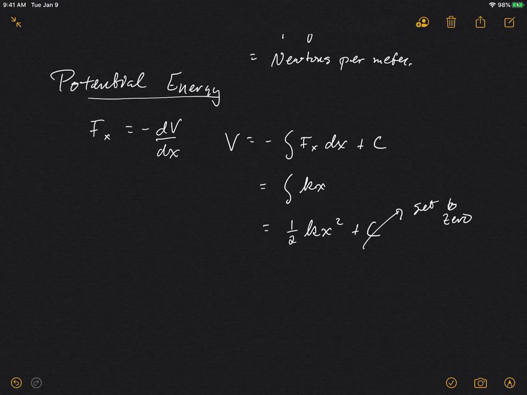But for now, in an actual chemical bond, this is not necessarily the case. There might be other places where we want to set the potential energy to 0. For instance, we might want to set the 0 at the dissociated molecule. All right, so basically our potential energy curve is a parabolic curve.